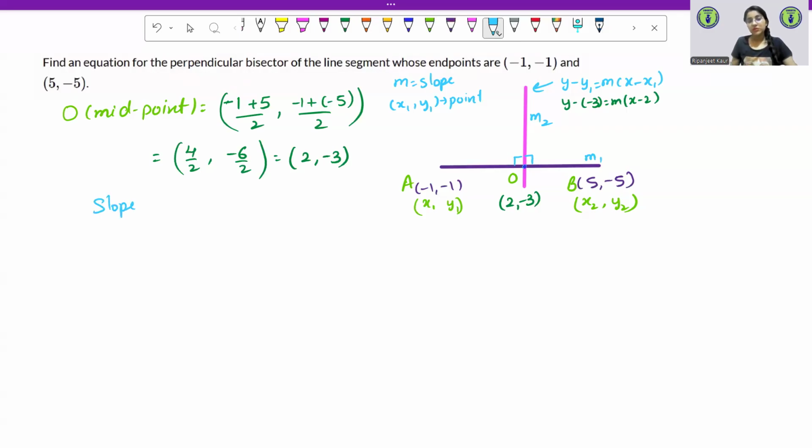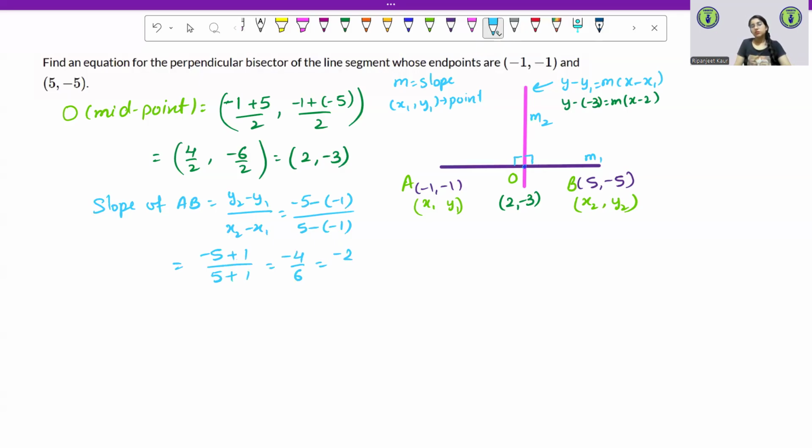So we can find out the slope of AB, which is going to be y2 minus y1 over x2 minus x1, which is -5 minus -1 over 5 minus -1. This gives us -5 plus 1 over 5 plus 1. So -4 over 6. That means -2/3 is the slope of AB, which we called m1.